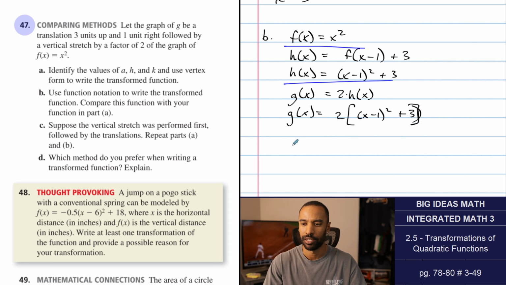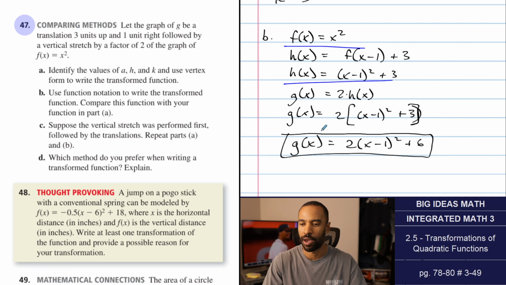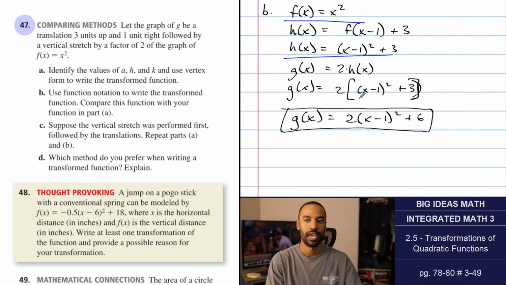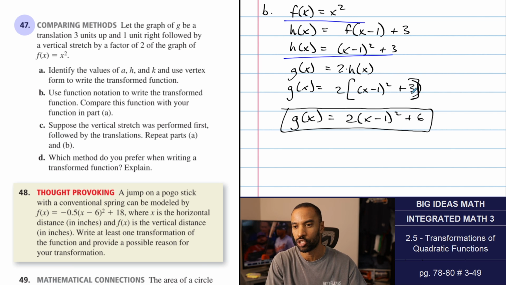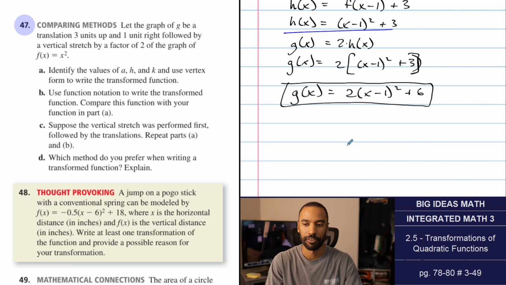Whoa, that should be a square bracket. So g of x officially equals 2 times (x minus 1) quantity squared plus 6, like we had before. It's possible you might have done part A incorrectly and part B correctly and wondered why they are different. They should be the same. Hopefully you'd recognize that, or go, oh look, they're different. No, they should be the same.